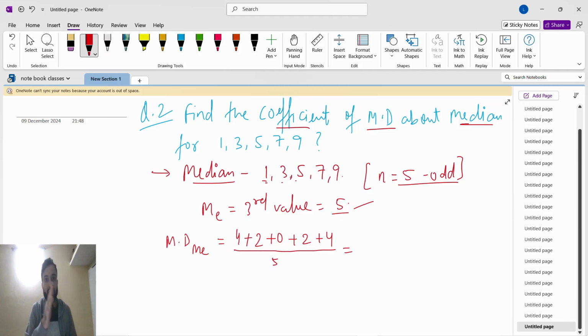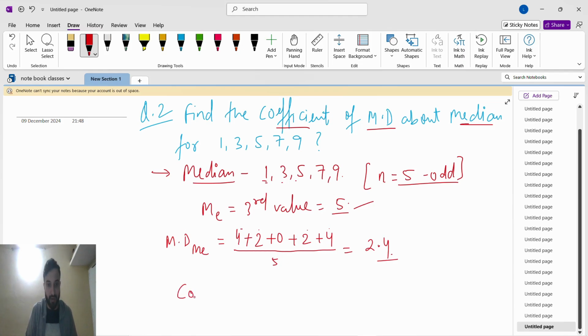Okay. Observation minus median, observation minus median, observation minus median. Same thing will happen in mean: observation minus mean, observation minus mean, observation minus mean. 4 plus 2 is 6. 6 plus 2 is 8, plus 4 is 12. 12 divided by 5. We are going to get the mean deviation about median as 2.4.